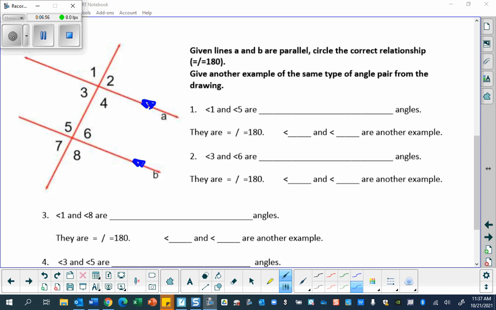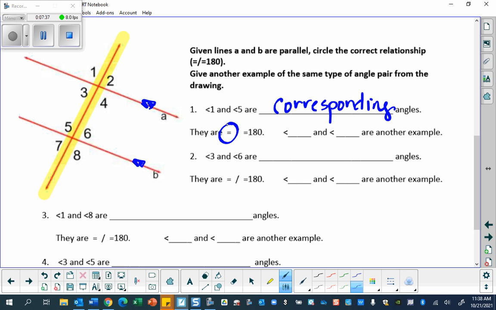All right, angles 1 and 5. When I look here at my transversal, 1 and 5 are on the same side of the transversal, and they are positionally in the same place with respect to their lines, so they are corresponding angles. All corresponding angles are congruent if the lines are parallel. We were given that the lines are parallel, so we're in good shape. 1 and 5 are corresponding angles. Their measures are equal.